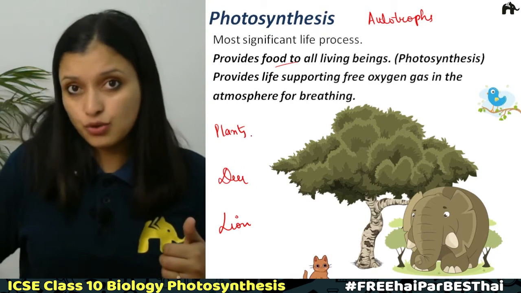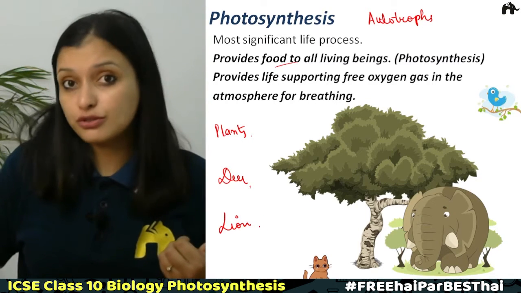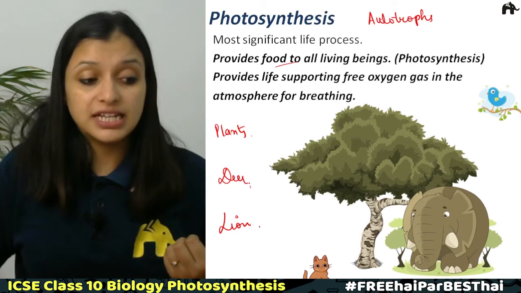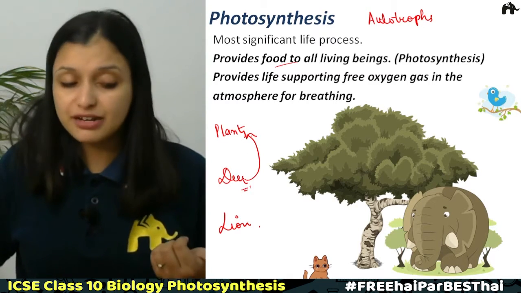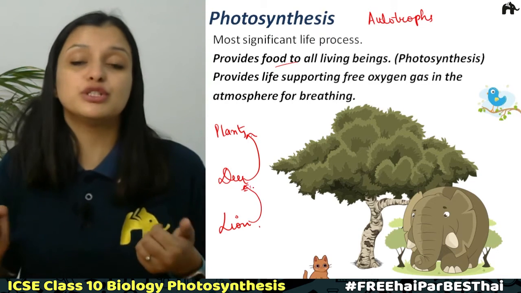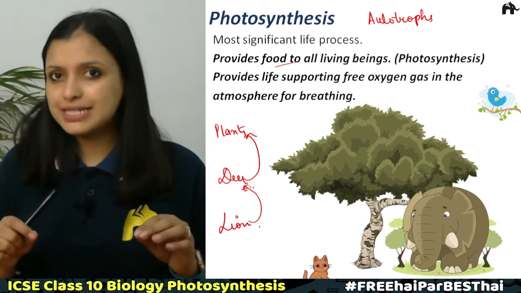If there are no plants, deer will not get food. If there is no deer, lion will not get food. So deer has to eat plants so that the deer population can survive, and only then will the lion be able to eat that herbivore. Correct? So I hope this is simple.